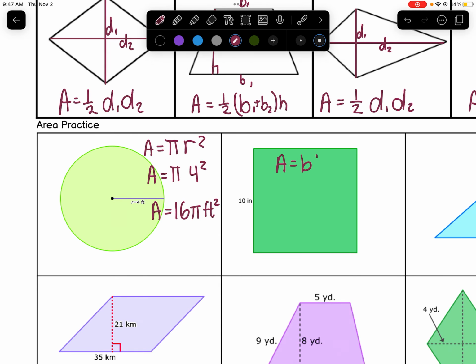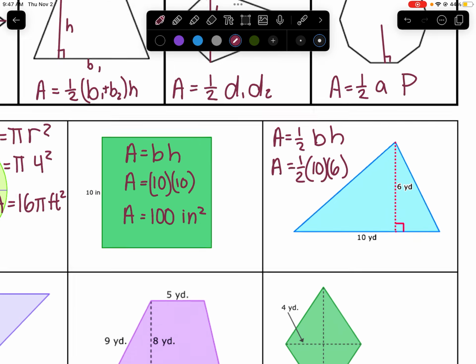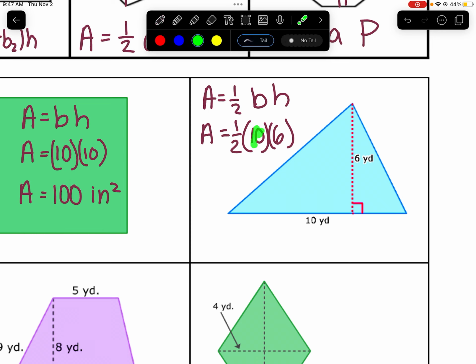Here, if our area is base times height, this is a square. We're assuming it's a square. So our base is 10, our height is 10, so the area of this square is 100 square inches. Our triangle area of a triangle is 1/2 base times height, where in this triangle our base is 10 and our height is 6. I don't need a calculator for this. I know that 10 times 6 is 60, and half of 60 is 30 square yards.